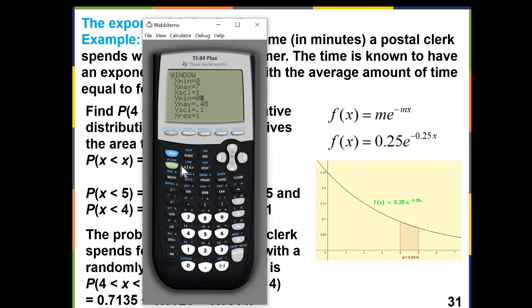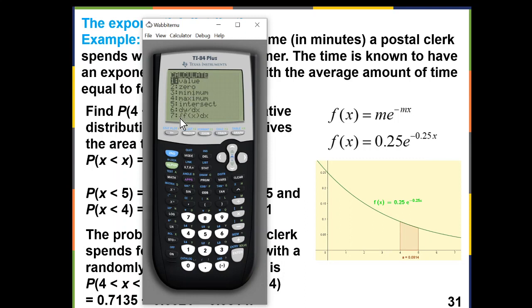That's our m. So basically for y max, I put a little bit more than 0.25, maybe 0.4 is good. And then graph. As you see, that's the exponential function right there. Now, the trick to find the area from 4 to 5 is, once you're on graph, you go to second calculate, and you see this symbol right here. It looks like an S, number 7.